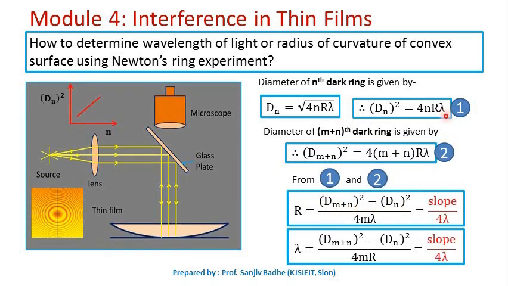We can find out the wavelength of light or radius of curvature by using this single relation dn square equal to 4 n r lambda also. So by just knowing the diameter of the nth dark ring, we can calculate the wavelength of light or radius of curvature required. So why are we finding out d(m plus n) square, the diameter of some other ring, to find out the wavelength of light or radius of curvature? This is done to reduce the error in the measurement and to get accurate values for lambda and r.